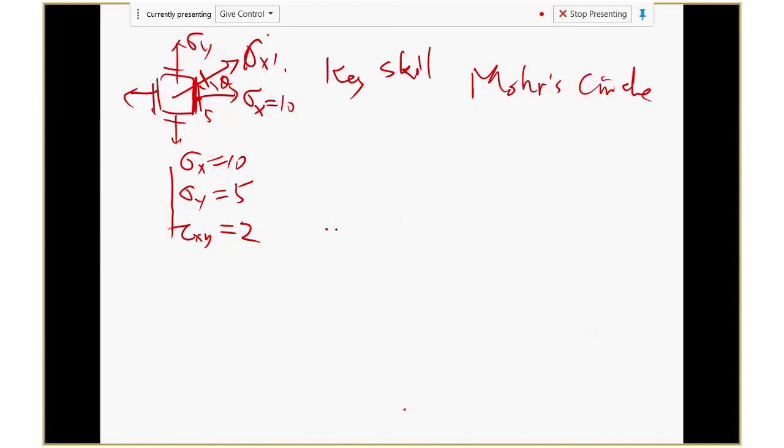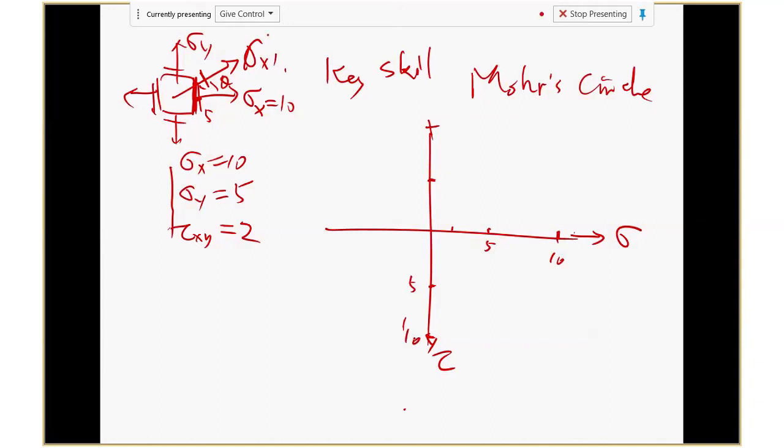So here is the plane. Remember, this is sigma and this is tau. It points downward; that's the positive direction. Now we need to set up a scale. Let's say here is 10, here is 5, and here is 2. So this will be 5, and then 10 will be here. So it'll be 5, 10. Okay, now draw the Mohr circle.